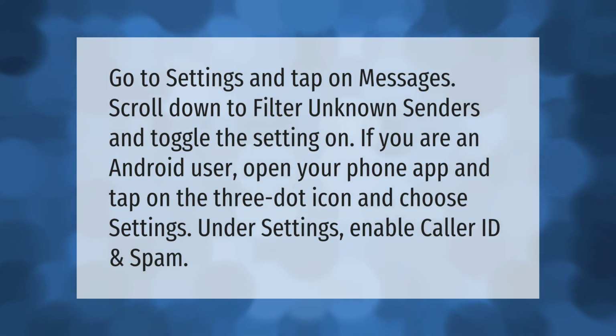Go to settings and tap on messages. Scroll down to filter unknown senders and toggle the setting on. If you are an Android user, open your phone app and tap on the three-dot icon and choose settings. Under settings, enable caller ID and spam.